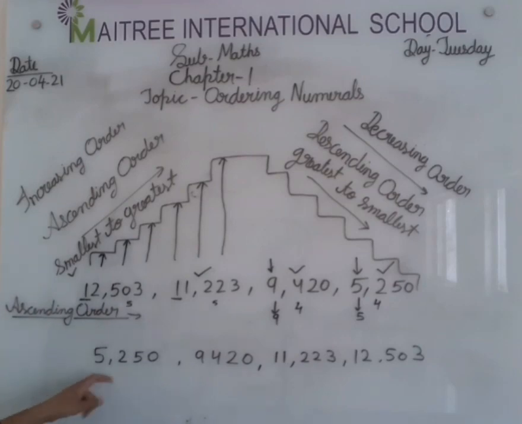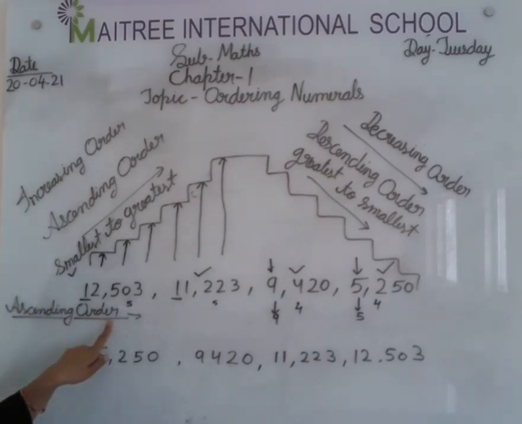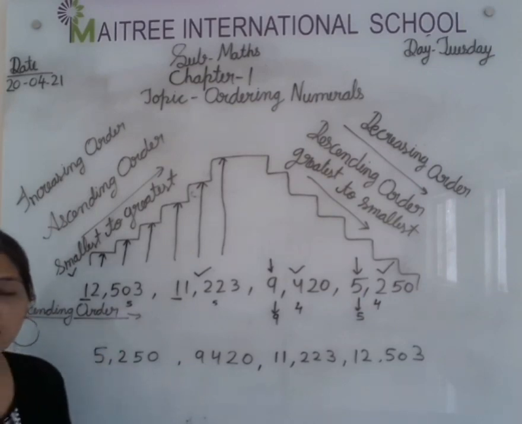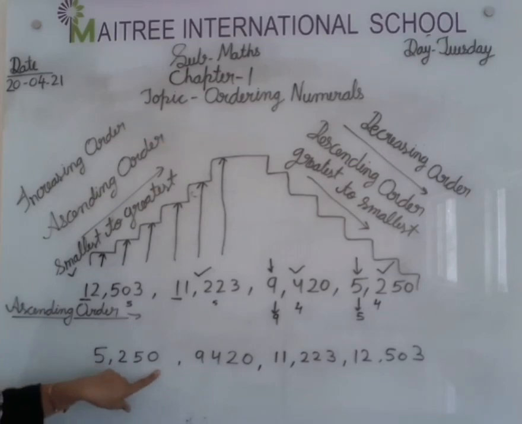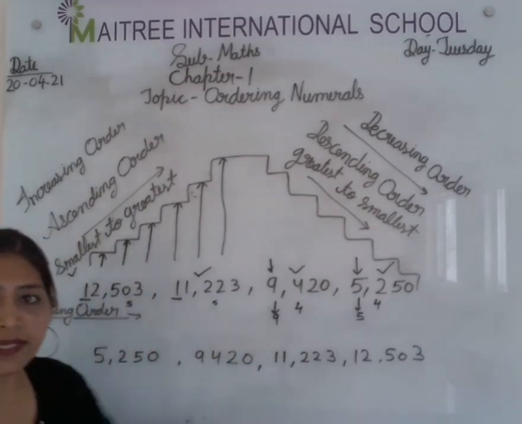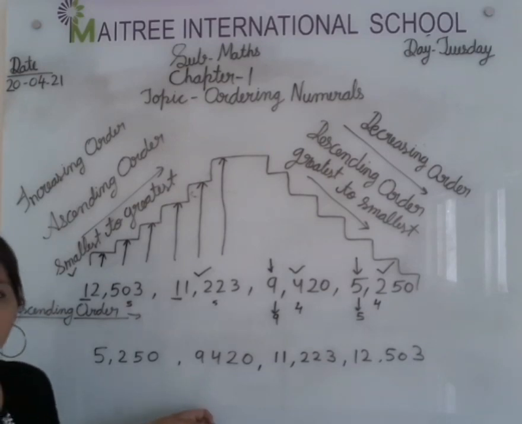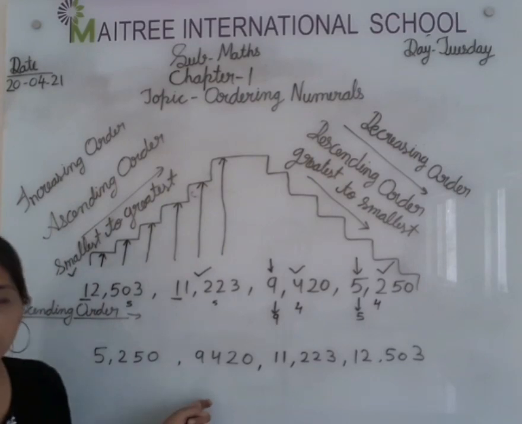See, so in this way we have arranged the numbers in ascending order, or you can say increasing order. See, the numbers are increasing. Here we have the smallest number and here we have the greatest number. Clear? So this is ascending order, increasing order, or you can say smallest to greatest number.